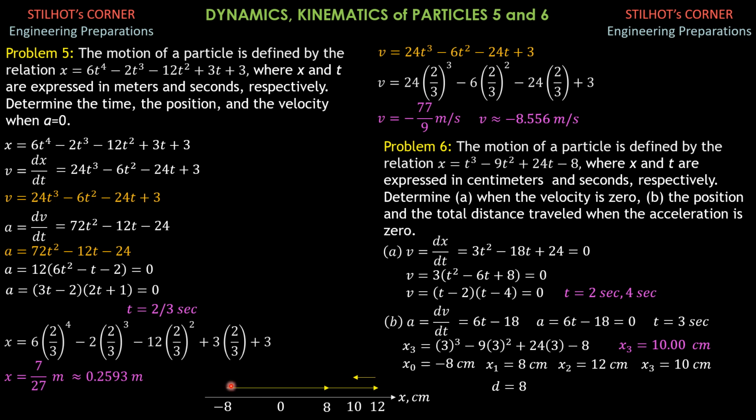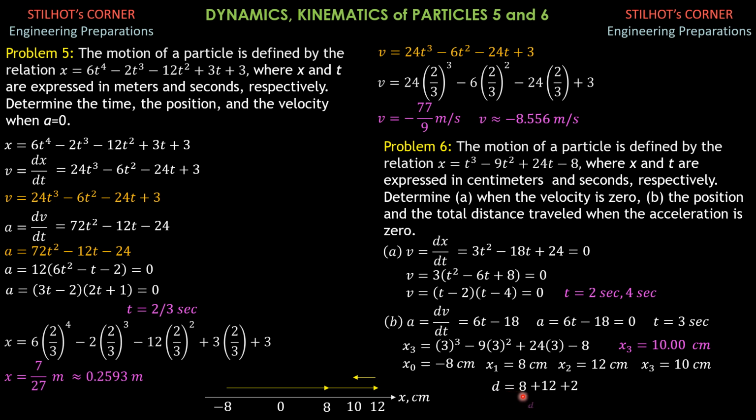So the total distance traveled by the particle is, of course, from negative 8 to 0, that's 8. Then 0 to 12, that's 12. Then 12 to 10, that's 2. 12 minus 10 is 2. So again, negative 8 to 0, that's 8 cm. 0 to 12, plus 12, so 20. Then 12 to 10, 2. So that's why the total distance traveled is 22.